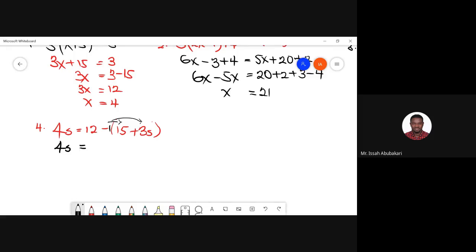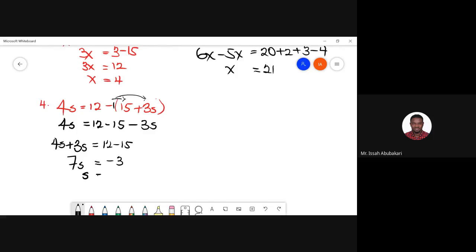All right, good job. 12 minus 1 times 15 is minus 15. Minus times positive 3s is minus 3s. All right? Okay, now let's group like terms. So we have 4s and plus 3s because it is negative there, it will be positive here. 12 minus 15. And we get 7s is equal to minus 3. So we get our s to be equal to minus 3 over 7. All right. Those who got this, you've done very well.